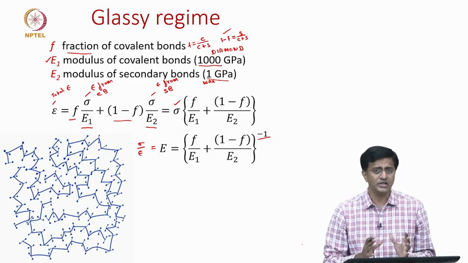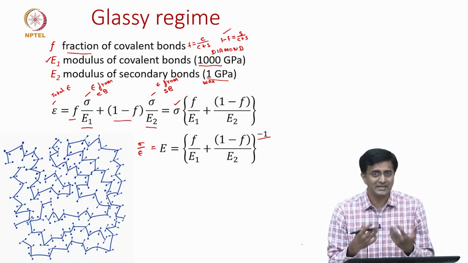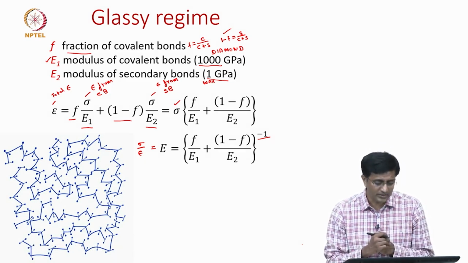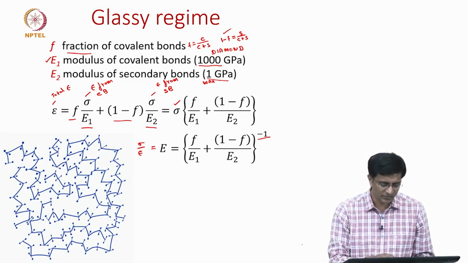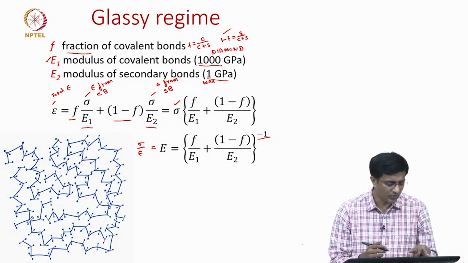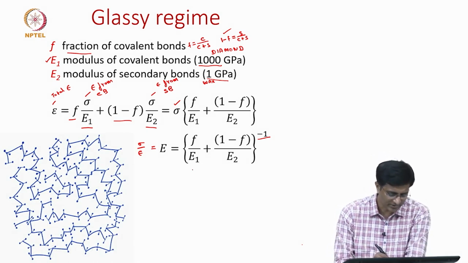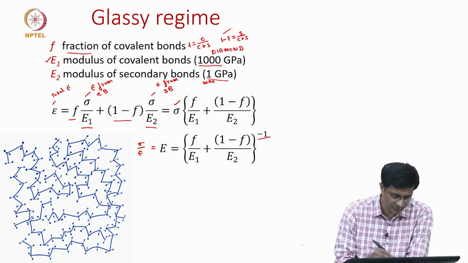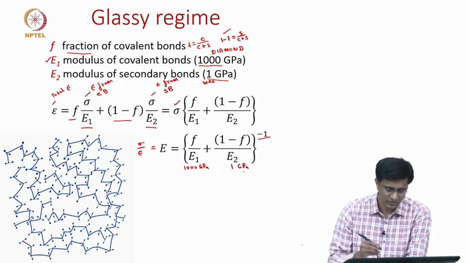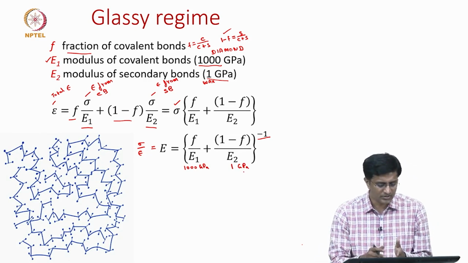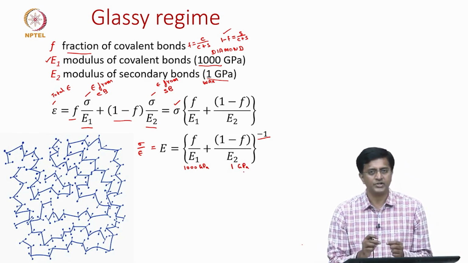So, this is just an equation, but for us to get a feel of what this equation represents, let us plug in some numbers. How can we start? We can start with E1 and E2, because we already showed the extreme values: E1 becomes 1000 gigapascals and E2 is 1 gigapascal. So, once I substitute this, the modulus is simply a function of F.